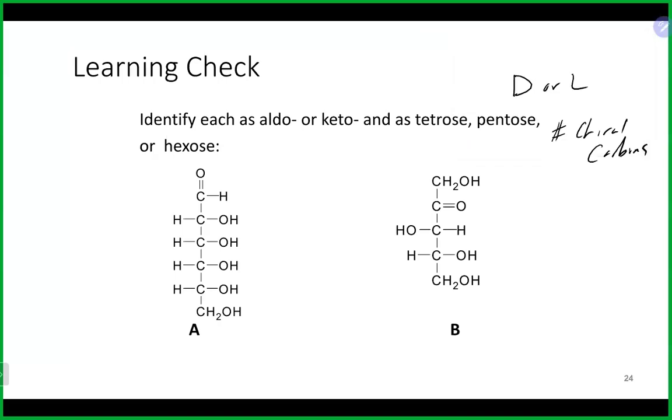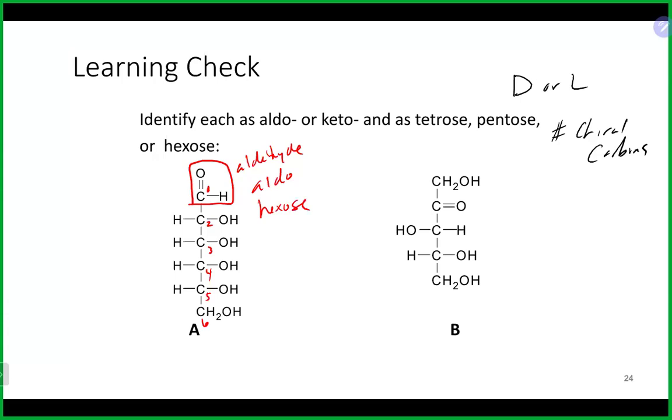Okay, let's take a look. We'll start with the first one. We'll start with: is it aldo or keto? This one is an aldo, as we have the aldehyde group here. So that's going to be an aldo. In terms of carbons, this again would be carbon number one, where that group is at. Two, three, four, five, and six, numbering downward. So that is six carbons, which means it's a hexose because it has six carbons.